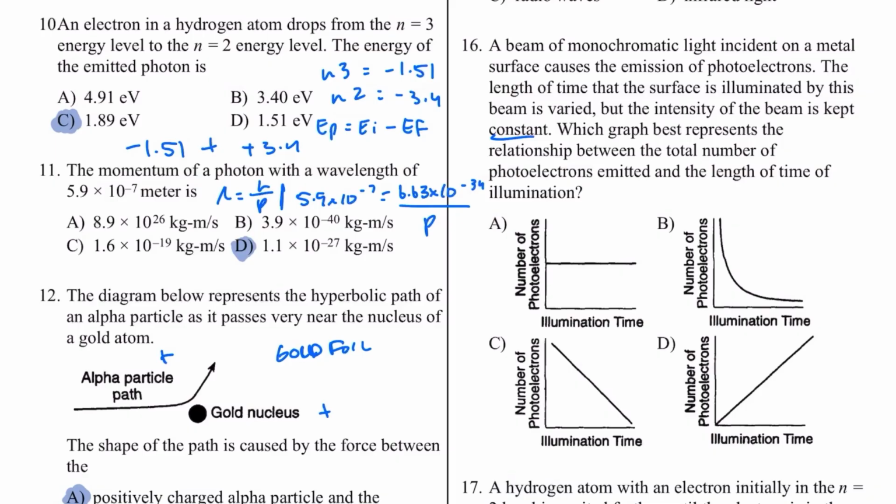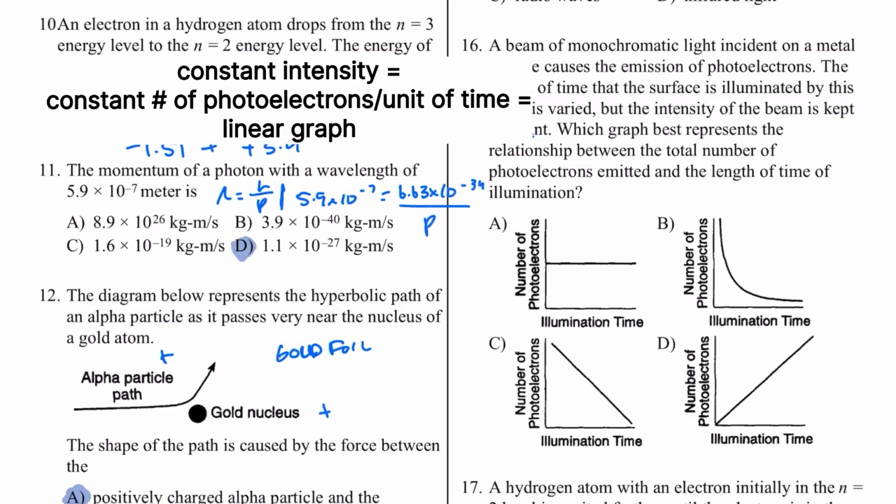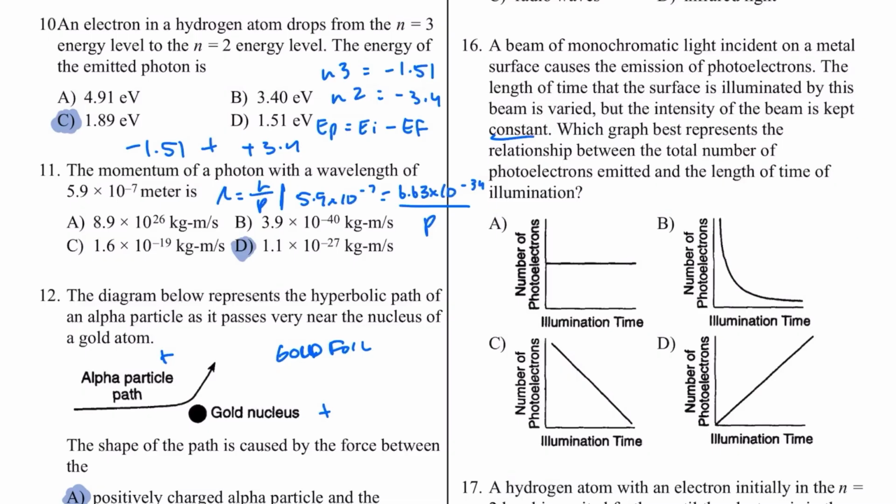And remember that light intensity and photoelectrons have a direct relationship. If light intensity stays constant, then the number of photoelectrons being emitted will also stay constant. So there's going to be a certain amount of photoelectrons being emitted per unit of time. Since everything is constant, they will be emitted at a constant pace, so it's just going to end up being linear. So it's going to look like a linear graph, which is shown in choice D.